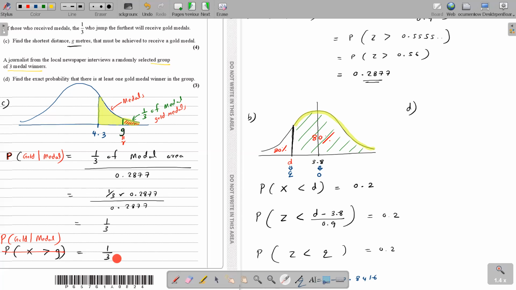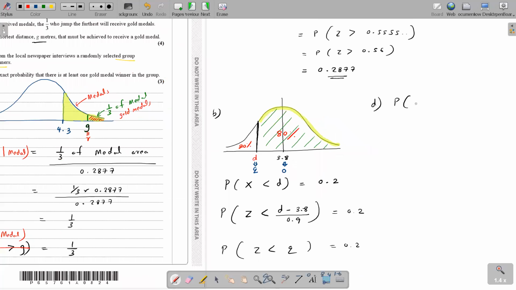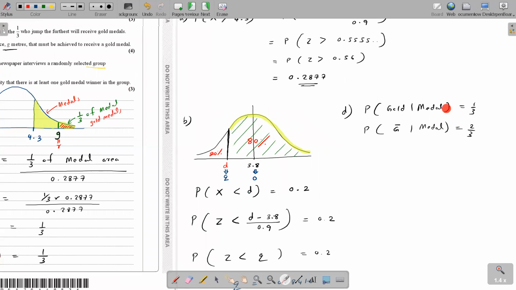So then not winning a gold from the medal winner category is what? Not winning a gold from the medal category is 2/3, right? Okay, so getting a gold from the medal category is 1/3. So probability of, I'll say G dash, not gold, from the medal categories, 2/3. So remember, this interviewer is only interviewing this pool. Okay? Can you understand? So the pool is the medal winner pool. The medal winner pool has gold medal winners, and the other medal winners, they don't have gold.